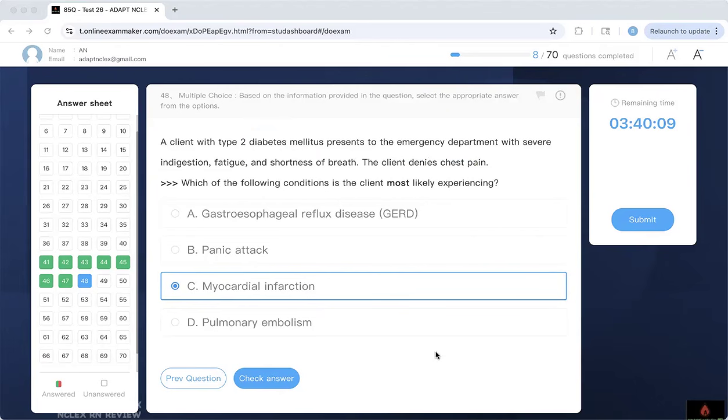This is not a panic attack. I'll tell you their heart rate is racing. This is not a pulmonary embolism. I can tell you the patient is probably on bed rest, or traveling for a long time. And this is not gastroesophageal reflux. I will tell you, with reflux, when you eat, they have reflux, or when they sleep at night. Therefore, this is myocardial infarction.